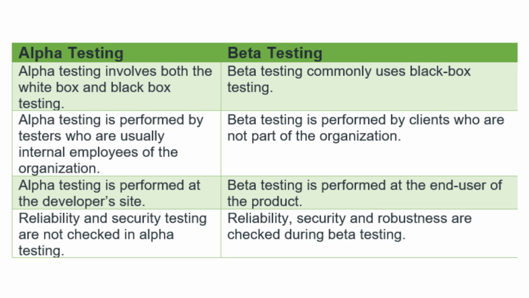So not all users are involved here. Some specific users are involved here, the end users, for the product testing. Reliability and security testing are not checked in alpha testing since it is done by the developer, so they are not thoroughly checking everything. But in beta testing, since it is tested in the real environment by real users, reliability, security, and robustness are checked during beta testing. So now we move to the next point.